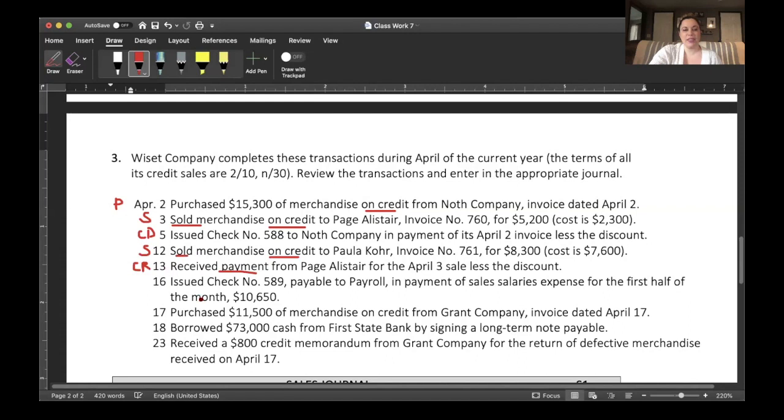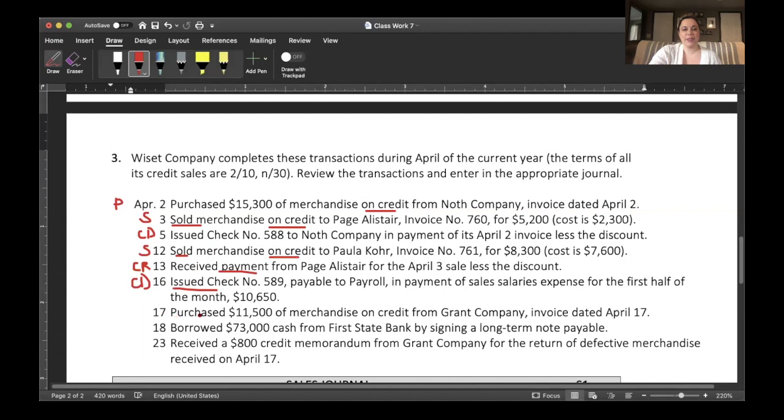The 16th, issued a check. Same thing as the 5th, we're issuing a check. If we're issuing a check, we're paying, it would be cash disbursements. What you really should do is pause this video and try to figure out what the other 3 ones would be, and then see if you are correct.